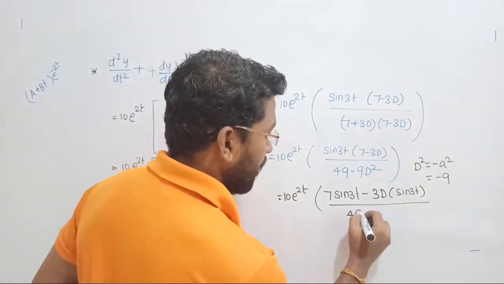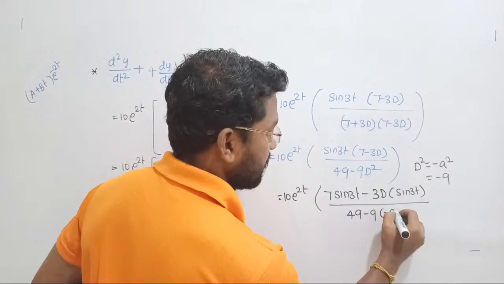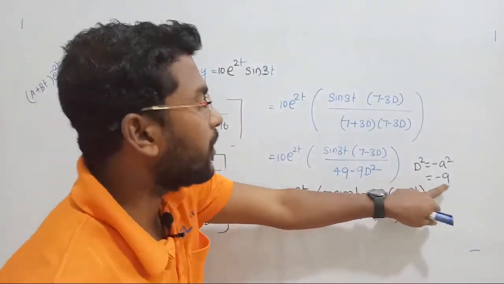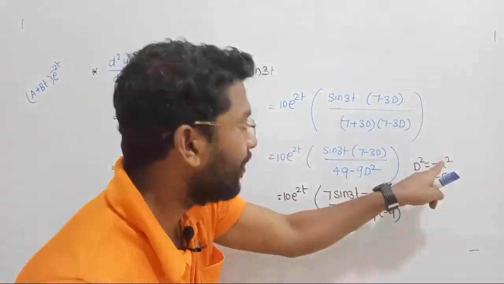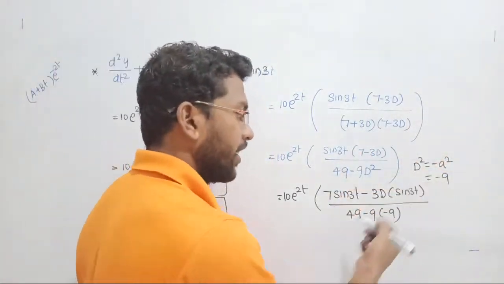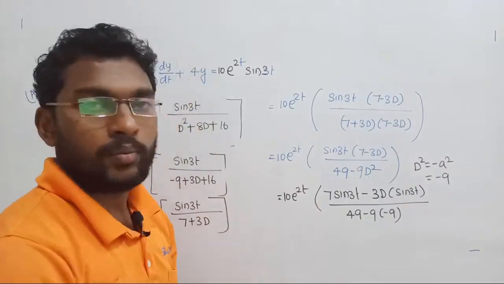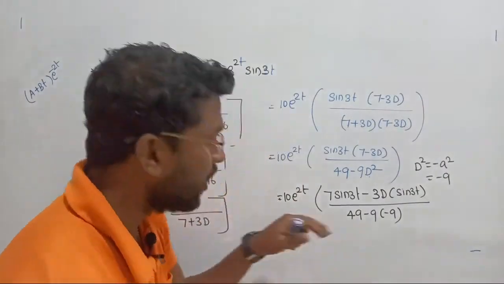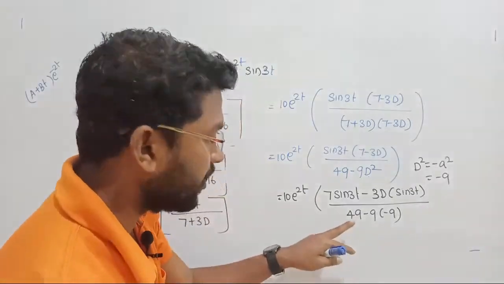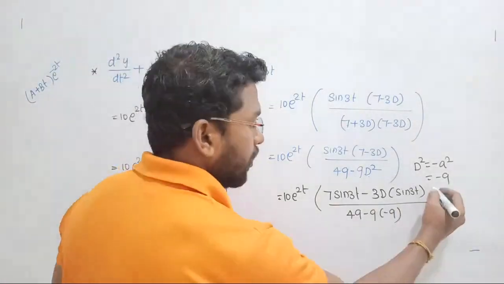So 49 into minus 9 into minus 9. Why? D square will be replaced by minus 9. Why? Because a is 3. 3 square will be 9. I will have to multiply it by minus 1, such that I got minus 9. So minus into minus plus, 9 into 9, 81. 81 plus 49, that is 130, right? So in the denominator we are going to get 130.